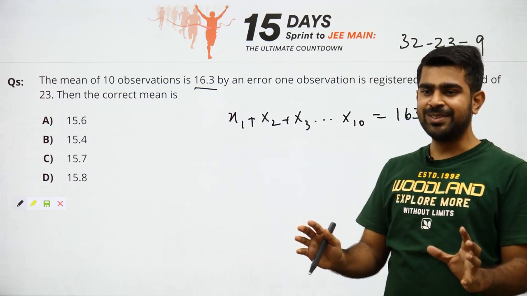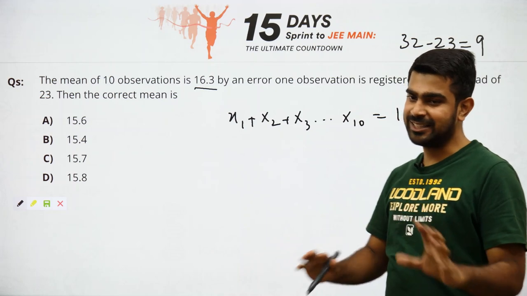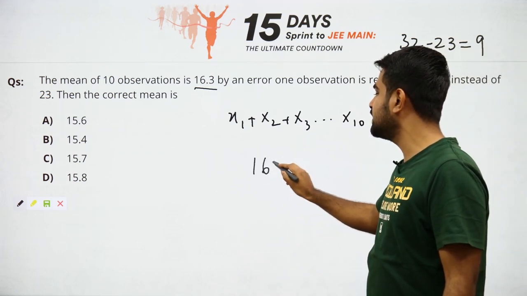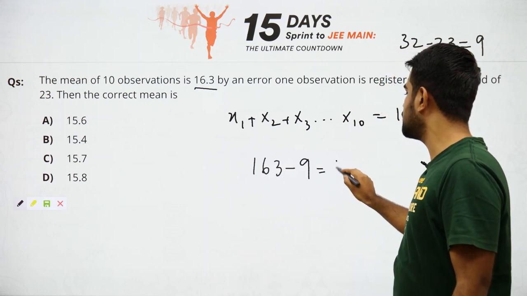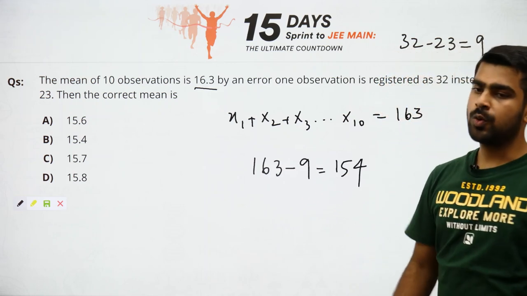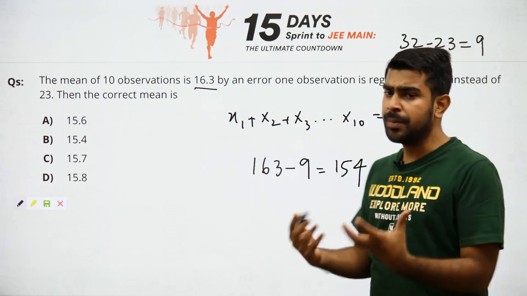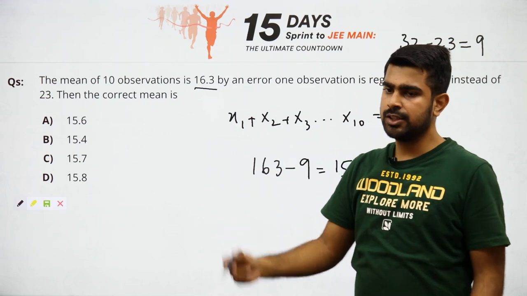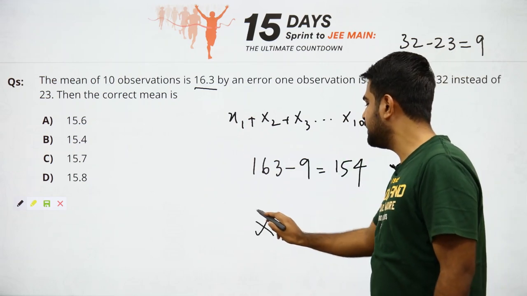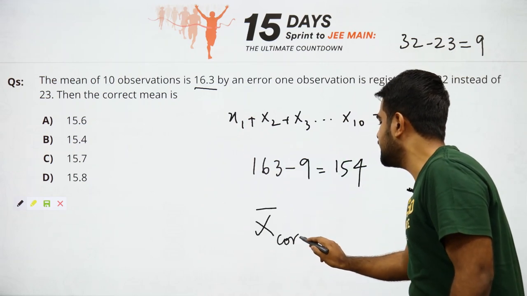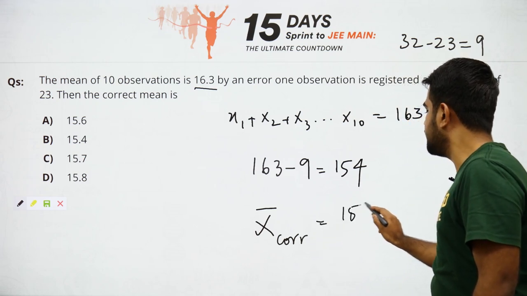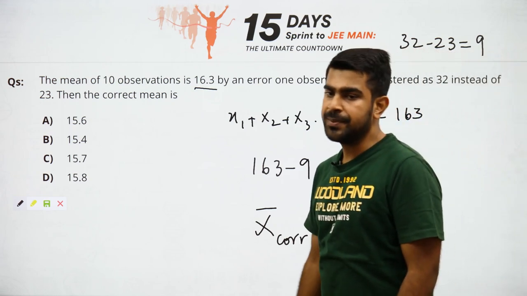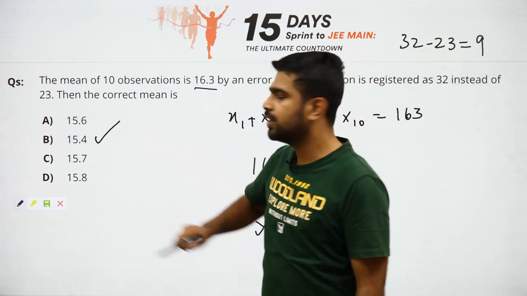So what will I do? Any idea, guys? I'm sure all of you have got it. The actual sum is going to be 163 minus 9, which is 154. So 154 is going to be my actual sum. And how many observations are there? You have 10 observations. So my correct mean is going to be 154 divided by 10, and that will be my option B.